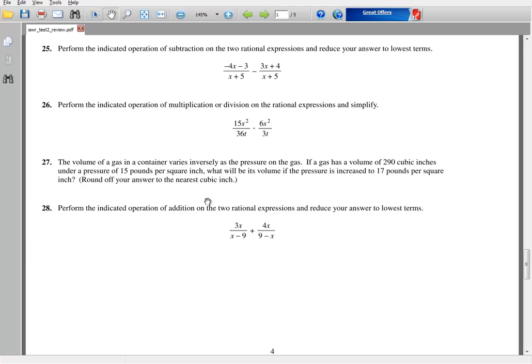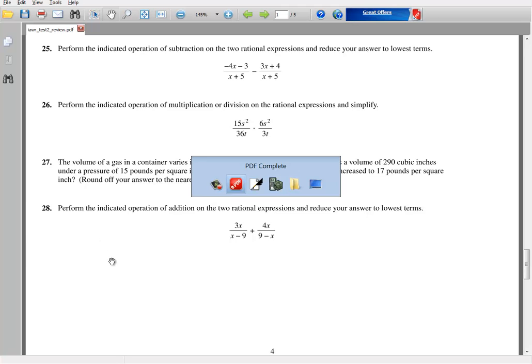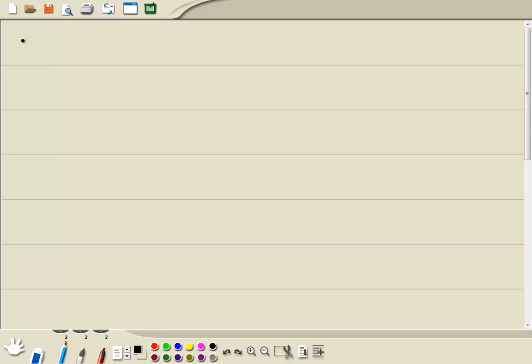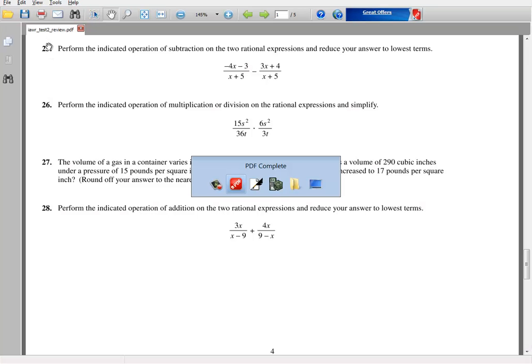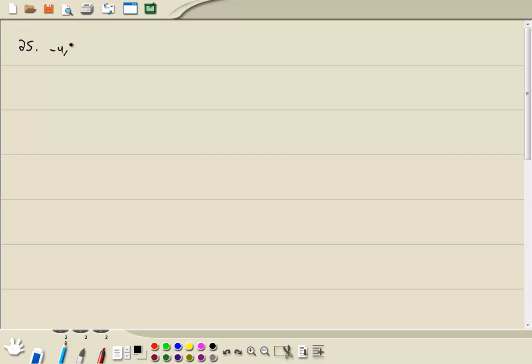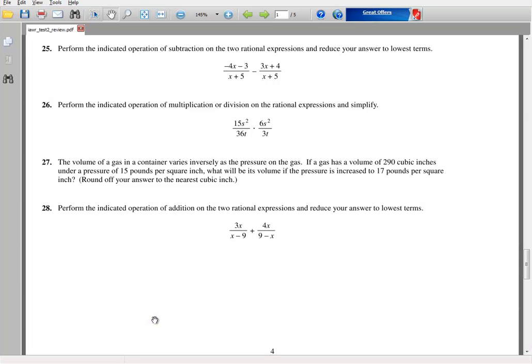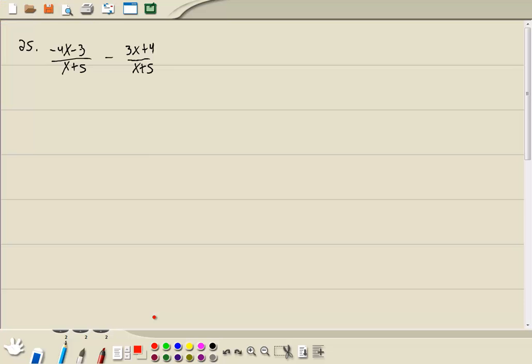And let's take a look at number 25. We got negative 4x minus 3 over x plus 5 minus 3x plus 4 over x plus 5. Now here we're subtracting, and it says from indicated subtraction. Okay, so we're subtracting these two.